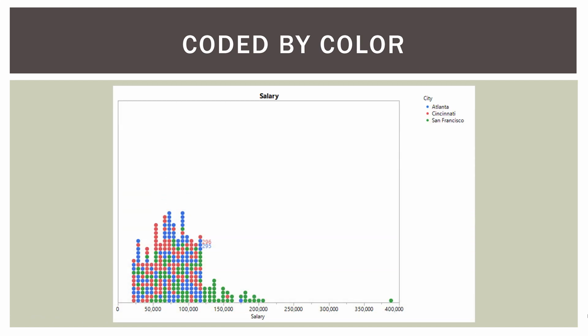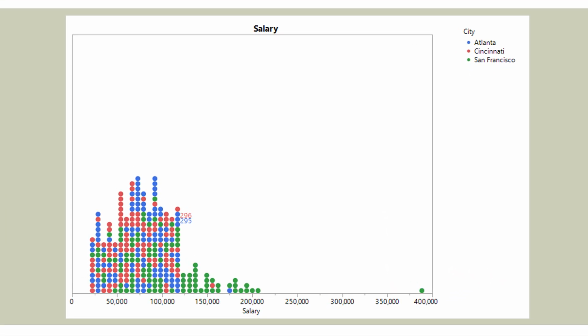So this is our dot plot coded by color. We can see that Atlanta is in blue, Cincinnati is in red, and San Francisco is in green. Now, we are breaking a fundamental rule in data visualization, unfortunately, in this and the other graphs. We should not have red and green together, and the reason is red-green colorblindness. Individuals with red-green colorblindness would not be able to distinguish between Cincinnati and San Francisco in this case.